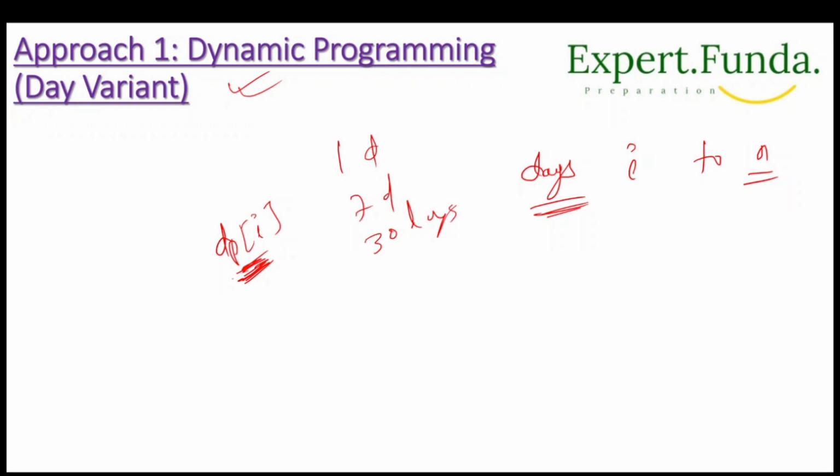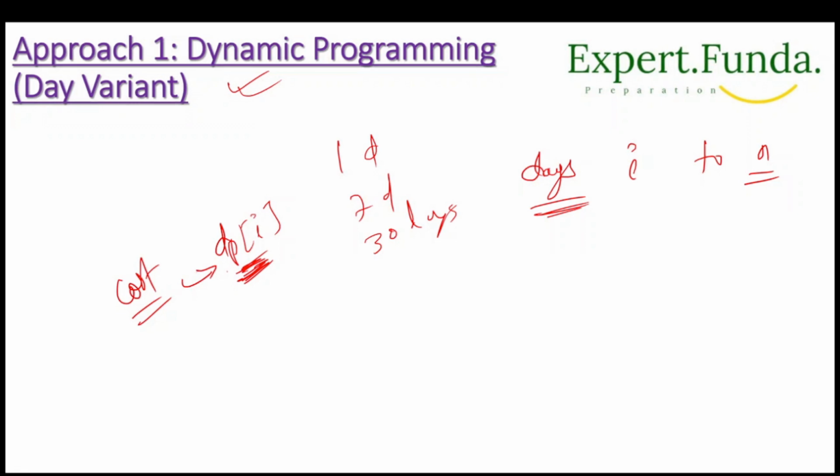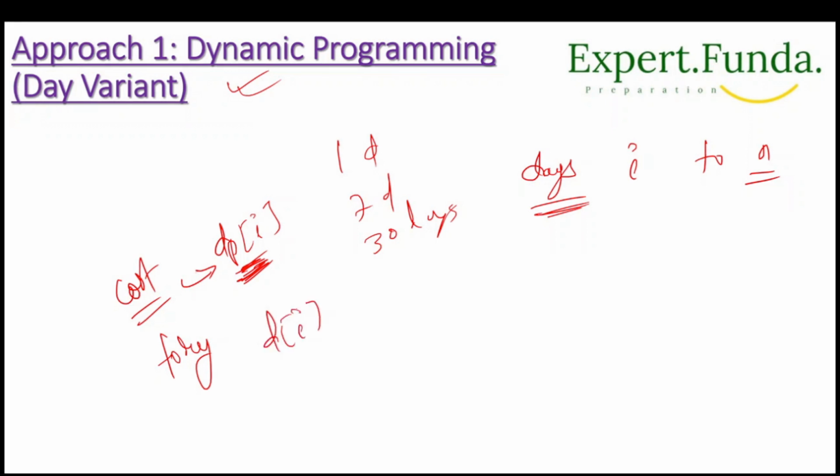So dp of I is nothing but a cost. Okay, so dp of I is the cost to fulfill your travel plan from day I, to the end of the plan, right? So if you have to travel today, what will be the cost? So dp of I is the cost of today, right?